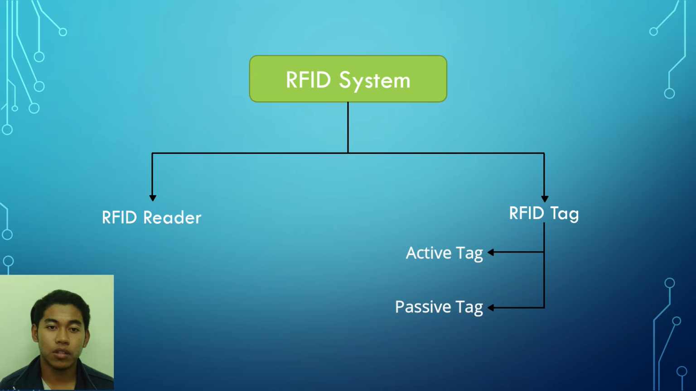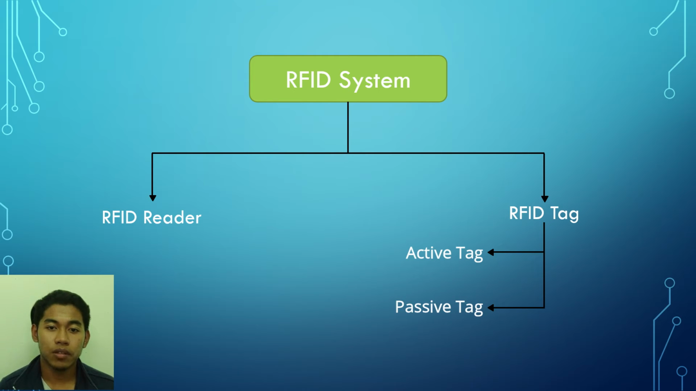A passive tag does not have its own power supply. It relies on the radio waves coming from the RFID reader as its source of energy. In the case of an active tag, it has its own power supply, and for transmitting the signal back to the reader, it also relies on its own power supply. As a passive tag does not have its own power supply, its range is less compared to the active tag.